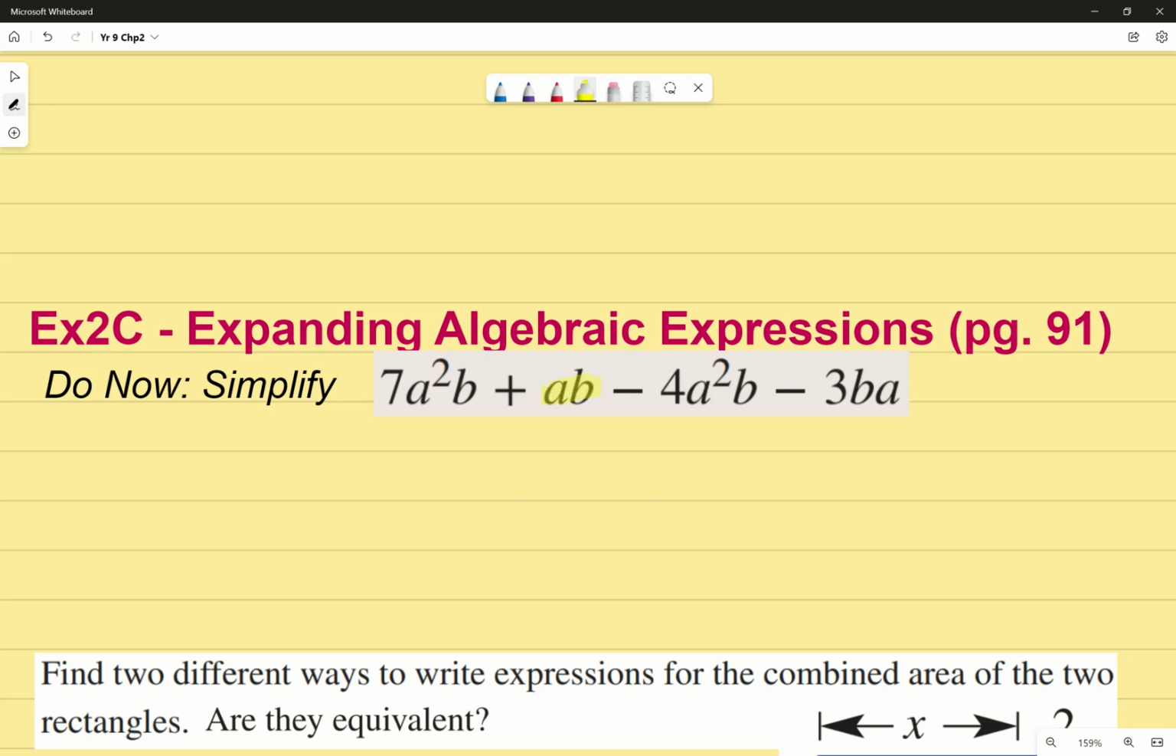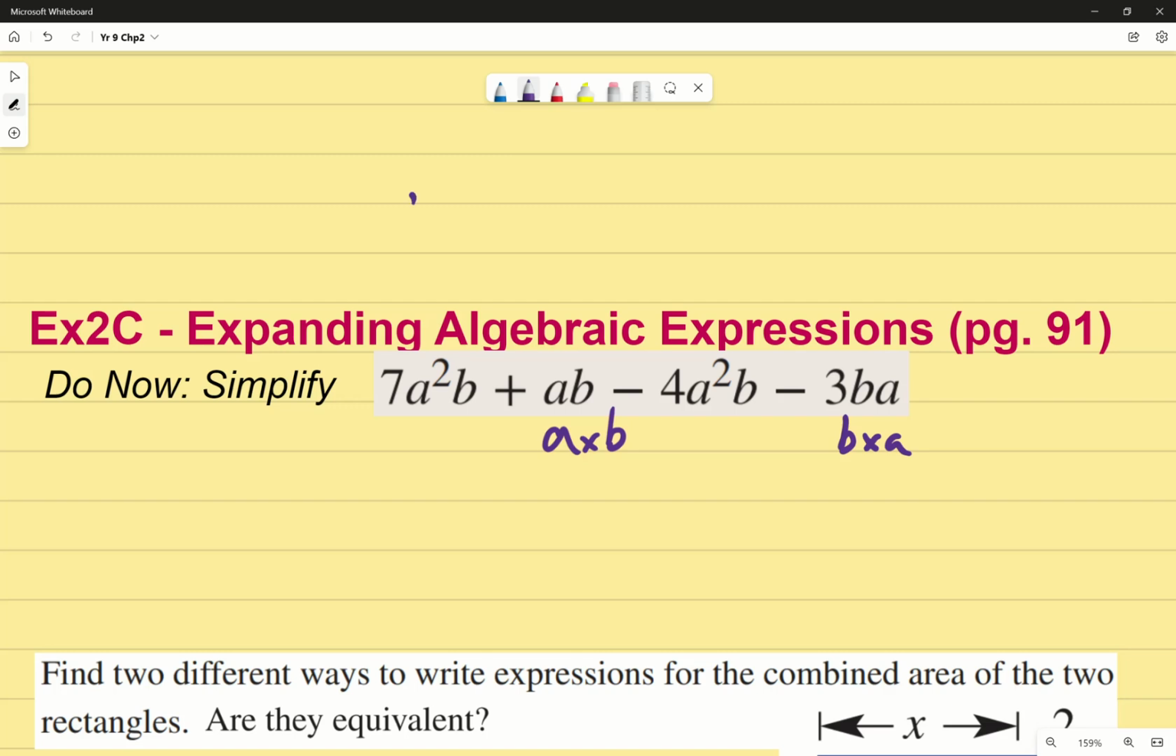AB and BA, are they the same thing? Why? You're right, they are the same thing. There's no symbol between the A and B. What does that mean? Good. Would you agree that A times B is the same as B times A? Yeah. Same thing. So AB is the same as BA.